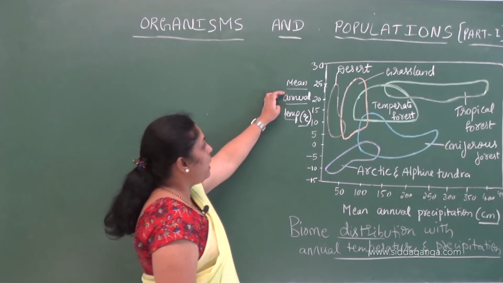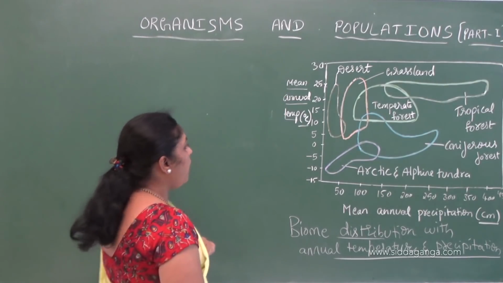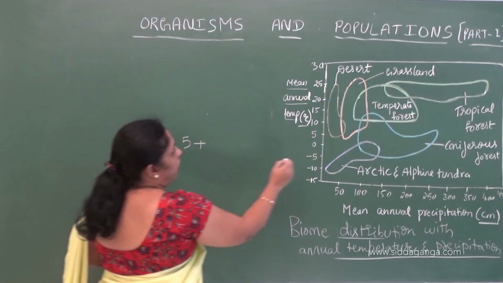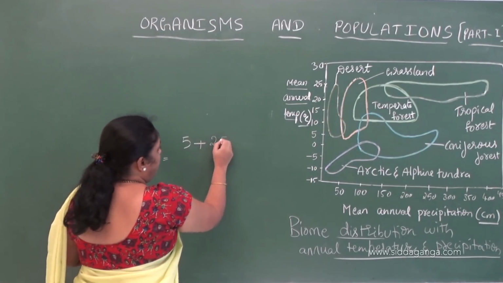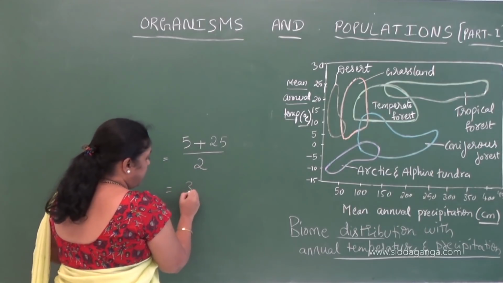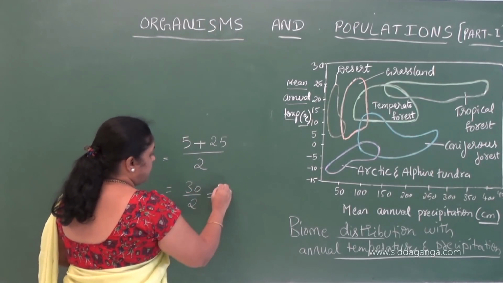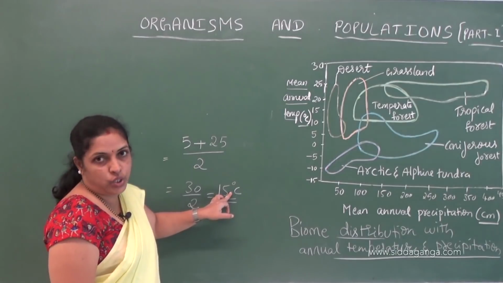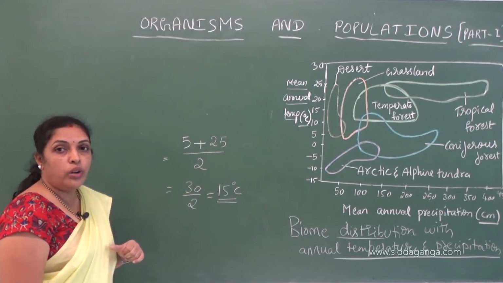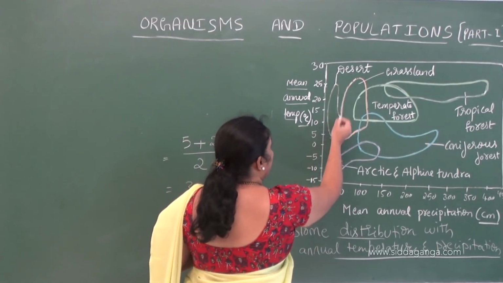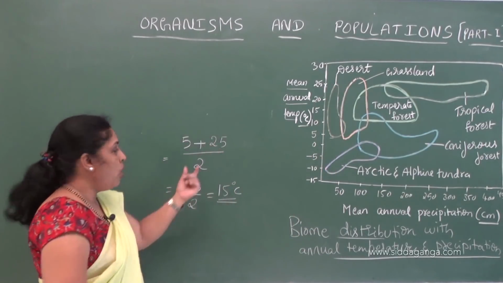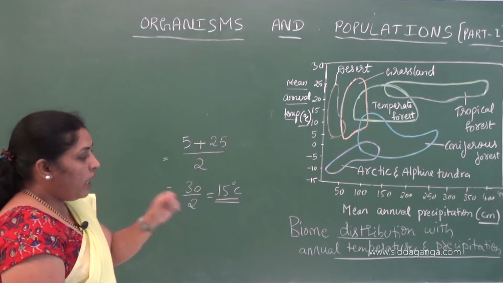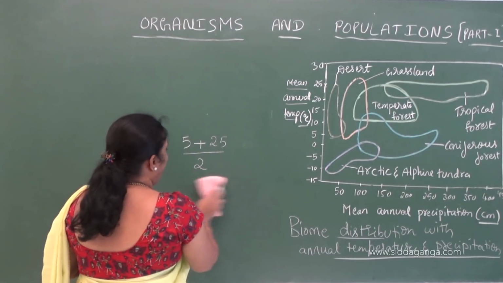So, how are we going to calculate mean annual temperature? Take the desert, see, the lower limit you should take is 5 and the upper limit is 25, divided by 2, that is 30 by 2, we get 15 degrees Celsius. This is the mean annual temperature. How do we calculate it? We have to take the lower limit and upper limit, add those two and divide by 2, then we get the mean annual temperature. Like that, even precipitation, rainfall we can take.